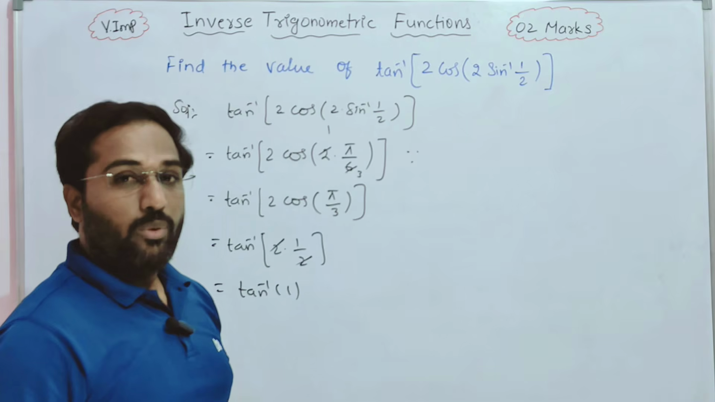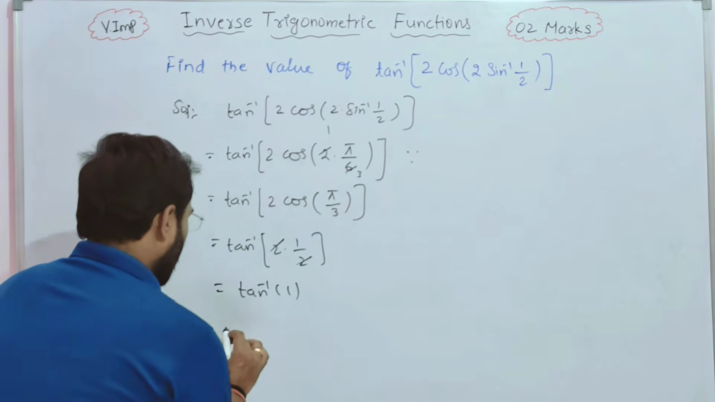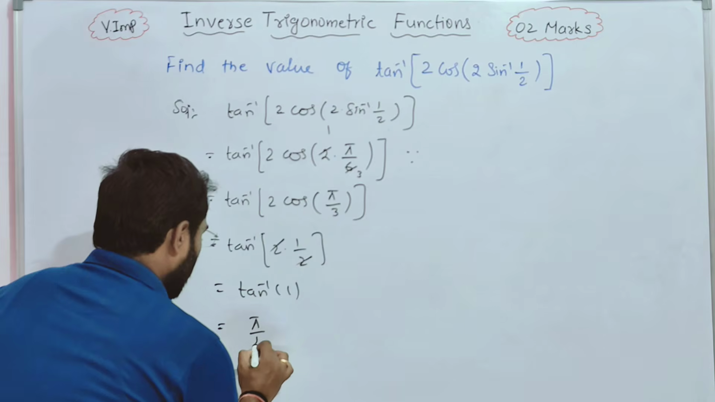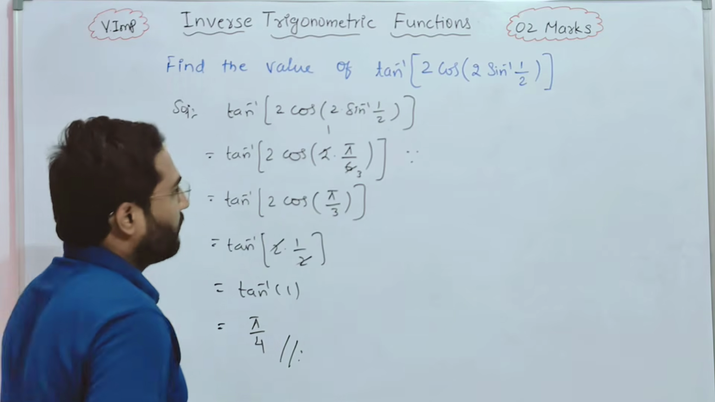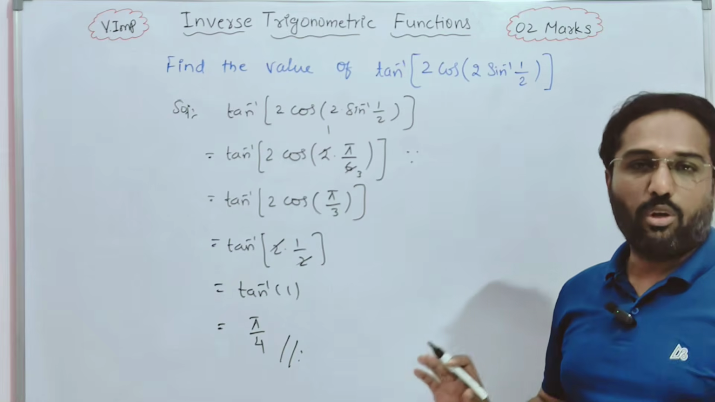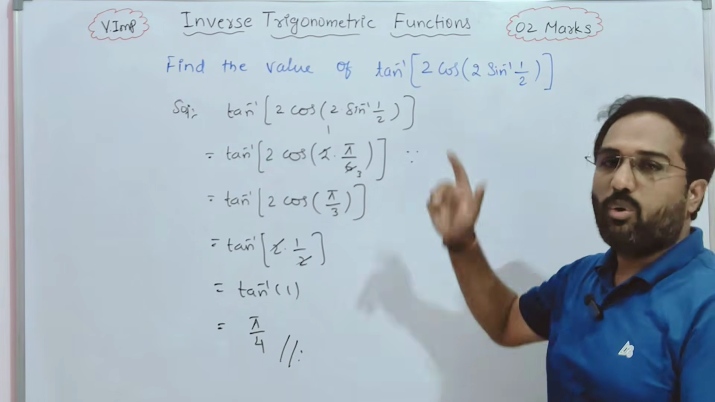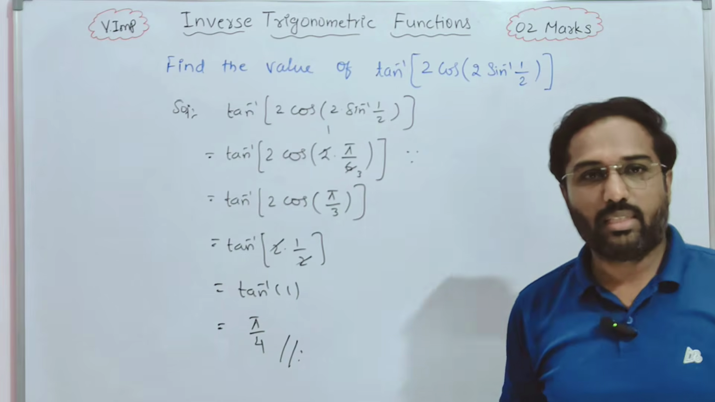Now what is the value of tan inverse of 1? For what value of tan is it 1? Yes, very good. It is pi by 4. This is your answer. Just a simple way: remember the formulas and substitute. Simplify the inner bracket and come to the outer bracket one by one. Isn't it easy?